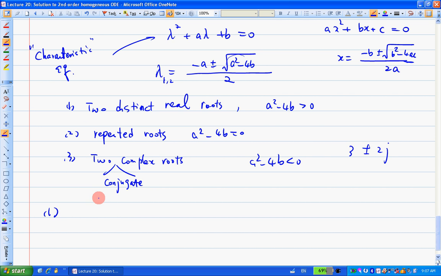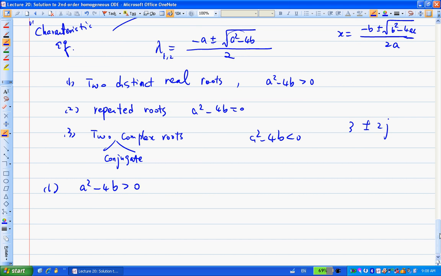So let's look at the first one here. When we have this term greater than 0, that means we get two distinct real roots. This is the simplest case, very simple. If this is greater than 0, that means lambda 1 and lambda 2 are real.